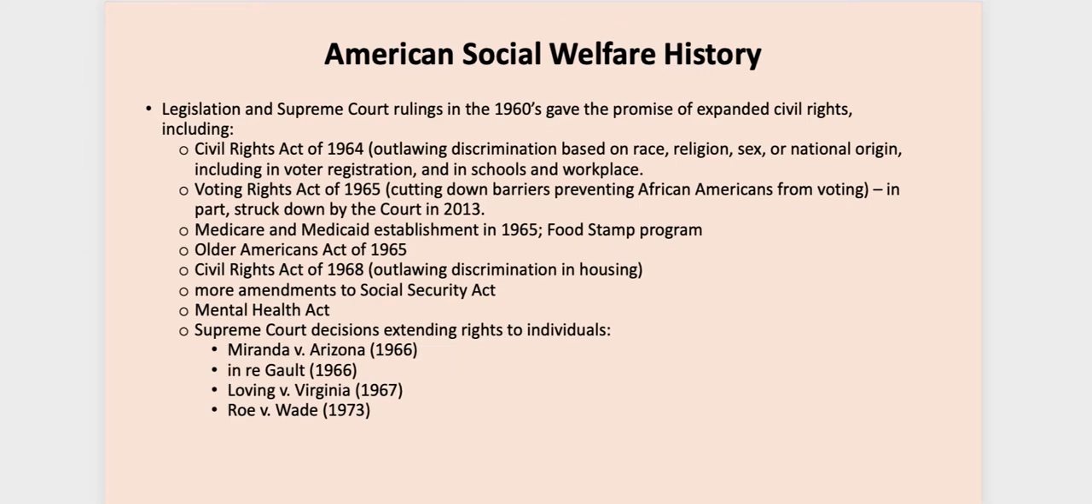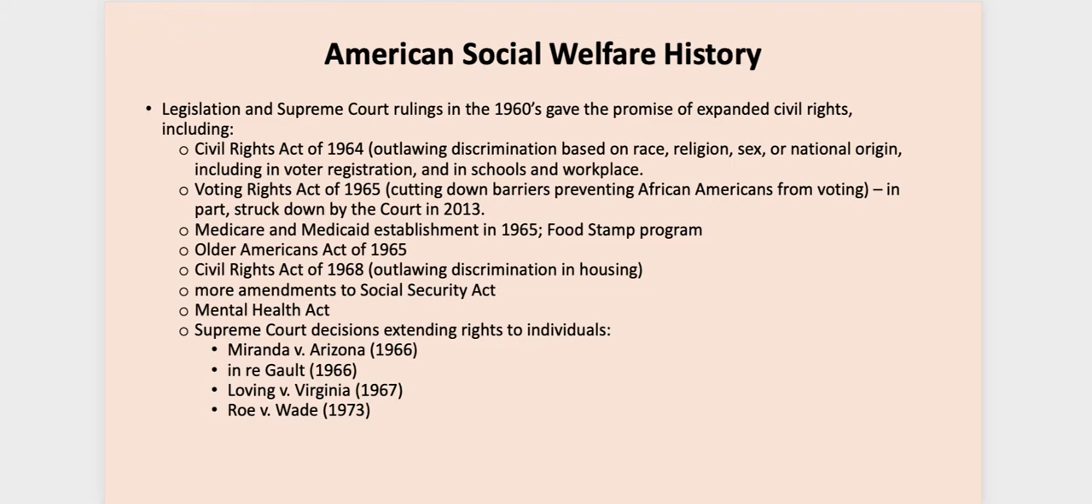Aside from the Johnson administration's efforts to establish programs to change poverty, legislation and Supreme Court rulings in the 60s gave more promise for expanded civil rights, including the very famous Civil Rights Act of 1964 that outlawed discrimination based on race, religion, sex, or national origin, including voter registration, including schools and the workplace. And I believe it gave the federal government the right to withdraw federal funds if organizations didn't comply. So it really put some teeth in the enforcement of this.